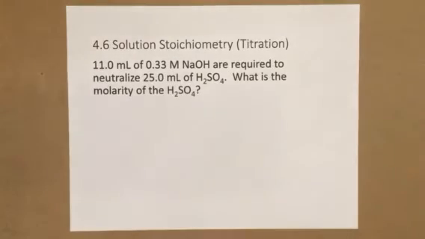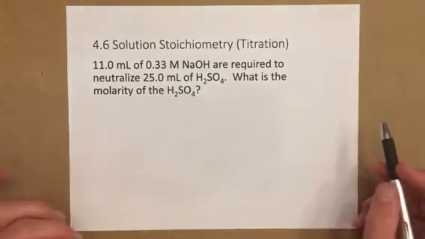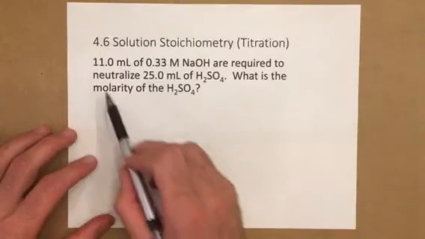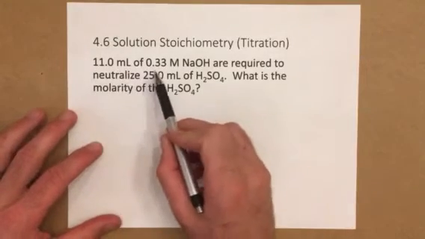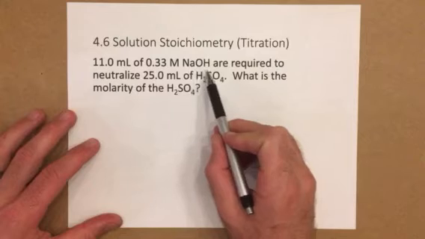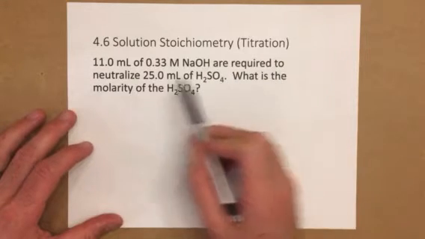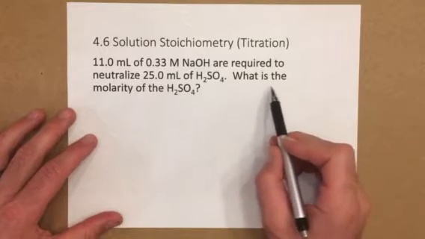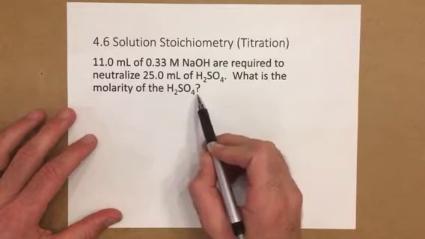This is the rest of video 4.6, Solution Stoichiometry. We'll be looking at an example of a titration problem in this video. So the question we have says 11 milliliters of 0.33 molar sodium hydroxide are required to neutralize 25 milliliters of sulfuric acid. What is the molarity of the sulfuric acid?